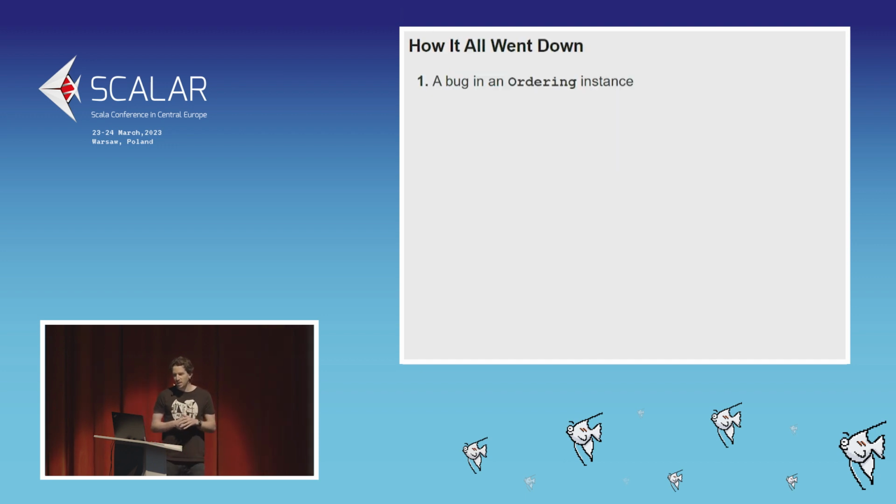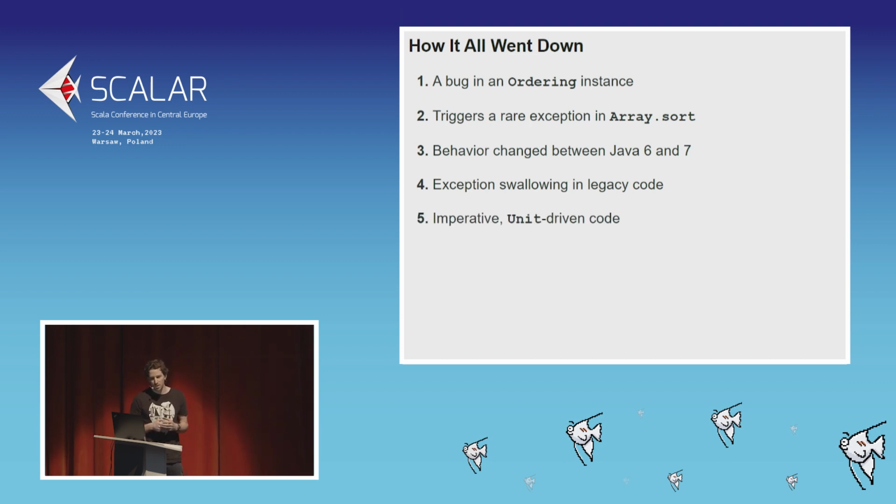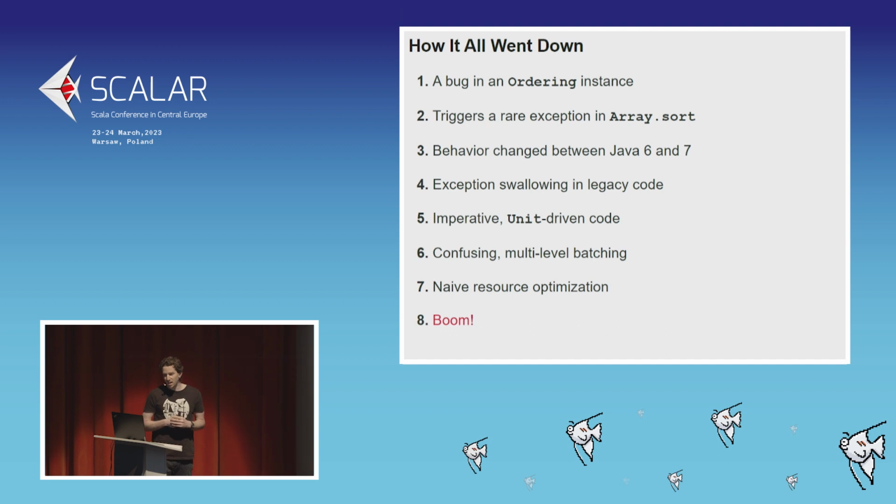So we started with a very buggy ordering instance that sometimes triggers an exception in sort, but only on relatively long lists of at least 32, because TimSort, the sorting algorithm used by Java, uses chunks of 32. So that explains why the minimal examples were 32. The exception-throwing behavior is something new in Java 7. That's why the update triggered new exceptions. We also had integration with legacy code, with exceptions, never a good idea. Unit-driven and imperative code is also a bad idea. Confusing multi-level batching and avoiding streaming instead also obfuscated the code. Naive resource optimization was swallowed inside the whole thing. And the result is this long-winded bug, which required very specific and quite long inputs. That's why it was so difficult to debug.